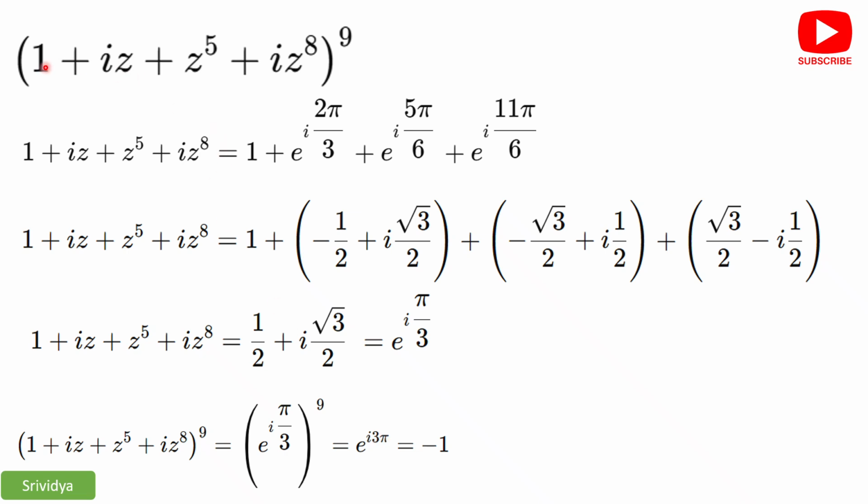So this complex number, that is 1 plus iz plus z to the power of 5 plus iz to the power of 8, whole to the power of 9, is reduced to a simple real number, minus 1.